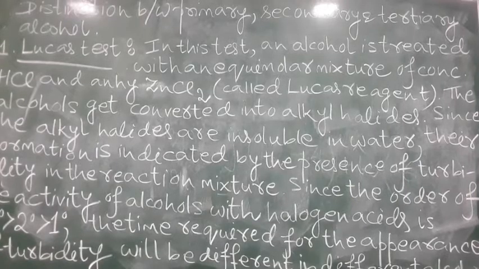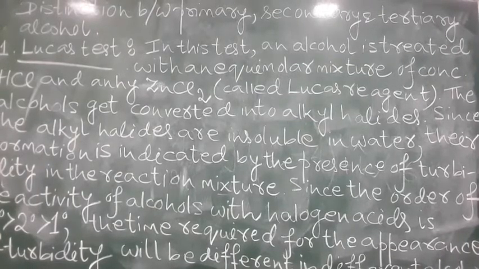Okay students, now I will teach you how to distinguish between primary, secondary and tertiary alcohol. So the most common test that we are going to use to help us distinguish between primary, secondary and tertiary alcohol is Lucas test. Now what we do in this test, I have written it. Please pay attention. In this test, an alcohol is treated with an equimolar mixture of concentrated hydrochloric acid and anhydrous zinc chloride, also called Lucas reagent.